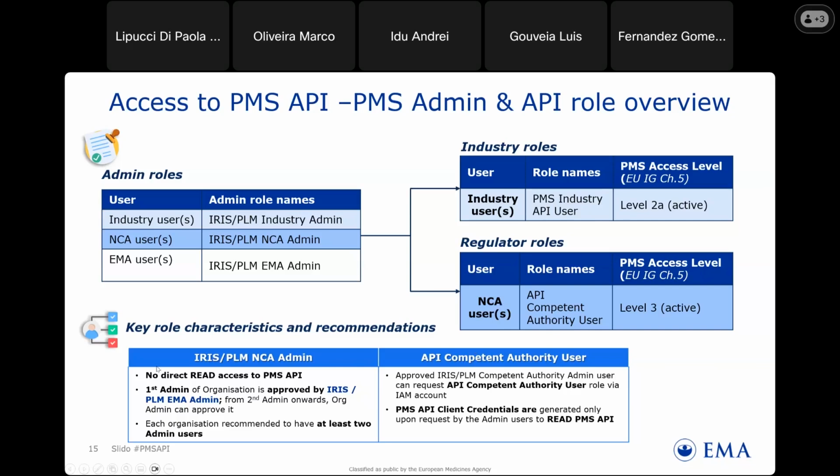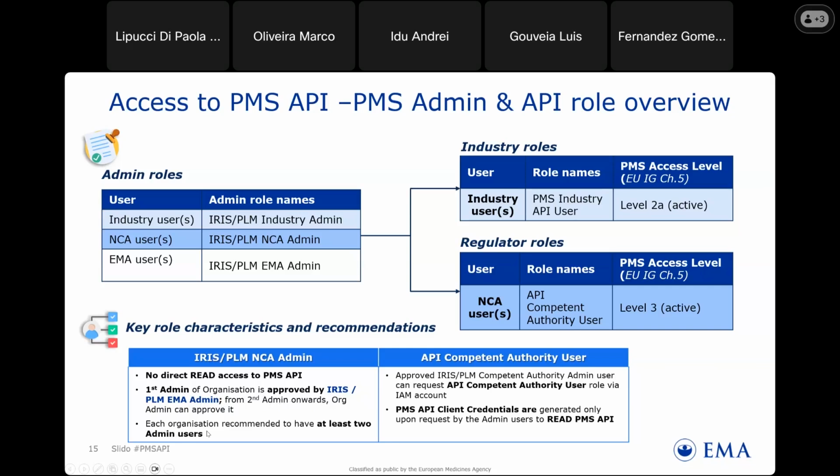So the key aspect of these roles is that you don't have a direct read or, in future, write access to the API. If you have requested the admin role, it's fine, but you need to do an extra step, requesting also the API user role by using the button, as I said. If you are the very first administrative user for that organization, your role will be approved by the EMA because we need to make sure the security aspect is fulfilled. Any subsequent request for an administrative role can be approved straight away by the first administrator.